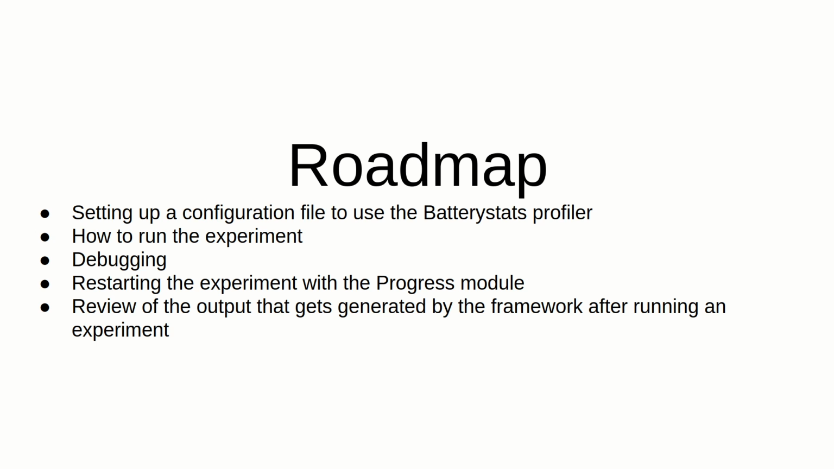I'll discuss some common pitfalls with running experiments, some general debugging recommendations. I'll also discuss the output files that the experiment generates. And we'll also briefly touch on the progress module, which is an important tool of the framework that lets you restart your experiment in case an error gets thrown midway through the experiment. It helps save you a lot of time, potentially.